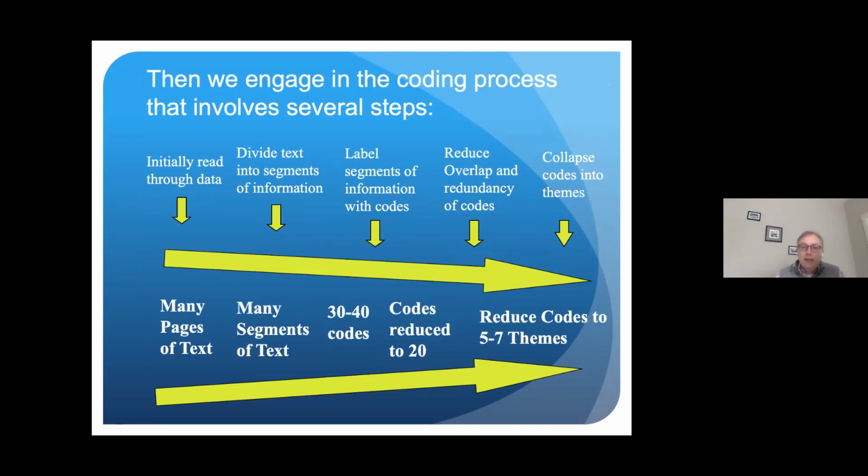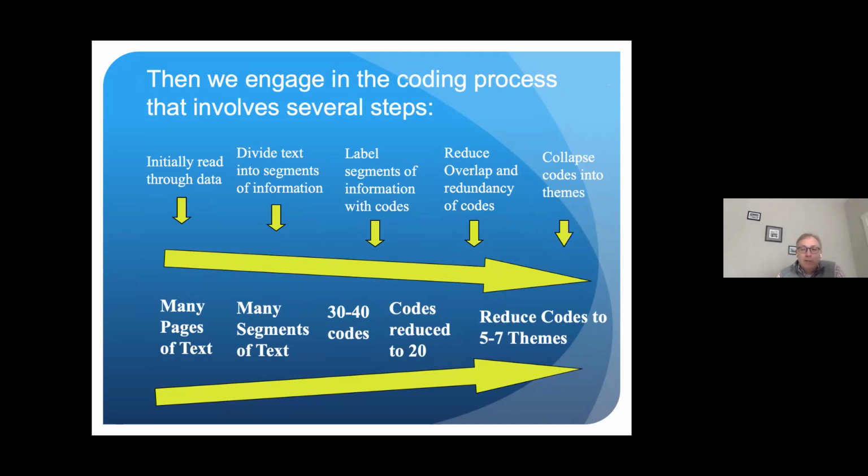So I think of the process as sort of like winnowing the data. And that's what I'm trying to represent here actually. So remember, we're first reading through the data. So we might have many segments of text, many pages of text, and then we're dividing it into segments of information. So that division is important when reading qualitative data, especially something like a transcript.